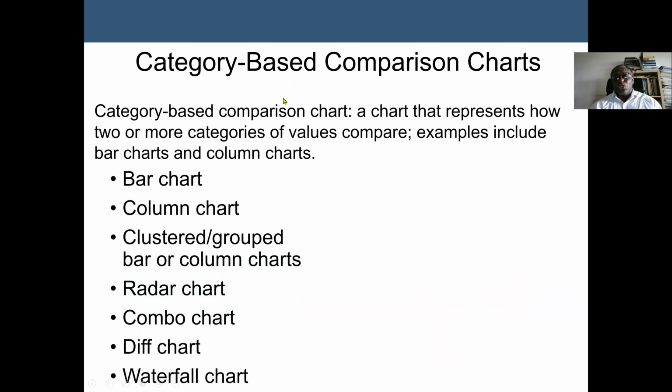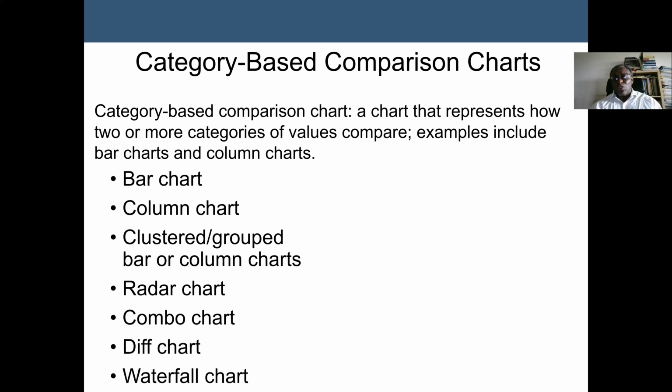We also have category-based comparison charts. There's so many of them. An example would be the bar chart. A company can have branches in 20 different states in the US. We want to create a chart for sales for each branch. So we may have 20 categories, one for each state.